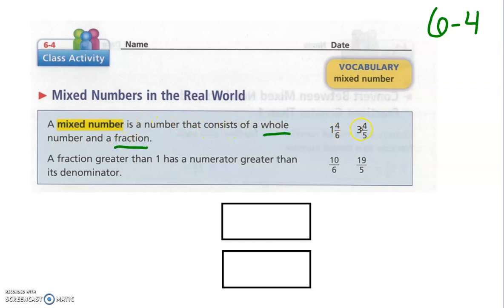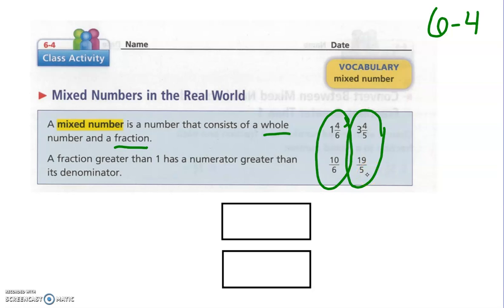So here's two examples right here. You've got 1 4/6 as well as 3 4/5. And then we also have a fraction greater than 1 that has a numerator greater than its denominator. Well, that gets a little bit more confusing, but I'm going to actually show you that these two things are actually the same, and these two things are actually the same. So I want you to notice that in this problem, 6 is your denominator, and this one also has 6 as your denominator. This one has 5 as its denominator and 5 as its denominator. So you're going to be able to see that these actually mean the same thing.